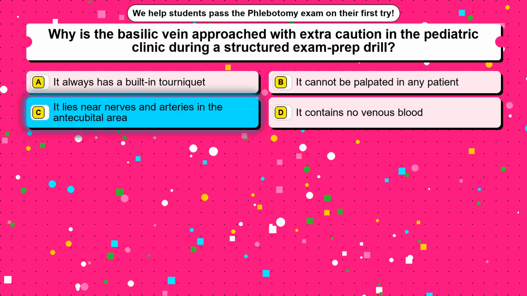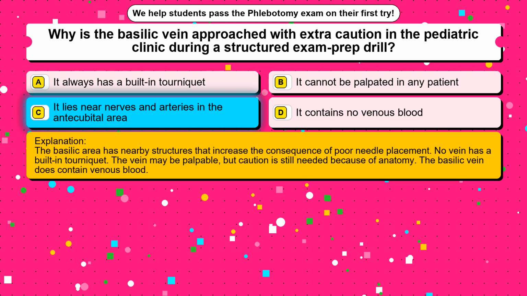The correct answer is option C. It lies near nerves and arteries in the antecubital area. The basilic area has nearby structures that increase the consequence of poor needle placement. No vein has a built-in tourniquet. The vein may be palpable, but caution is still needed because of anatomy. The basilic vein does contain venous blood.